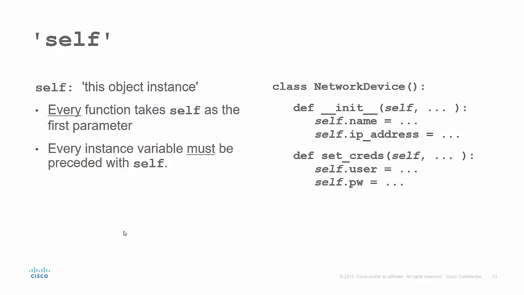Within every class definition, for every method, the very first parameter passed to every single method will be called self. Self is a variable that will be used to reference local attributes within this particular object. As you can see in the code on the right, we define the init function, and the very first parameter is self. And we then use self when we refer to our local attributes, self.name and self.ip_address.